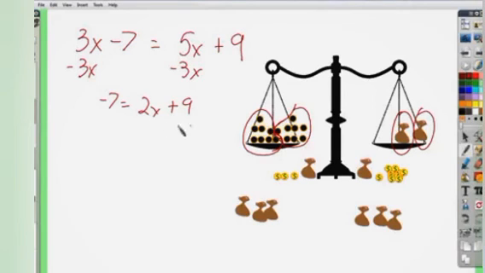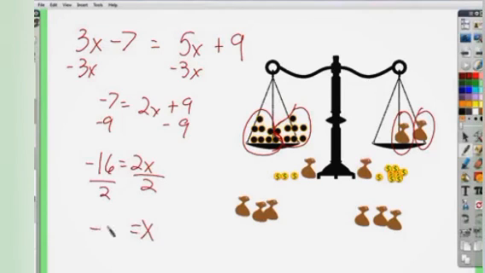Subtract 9 from each side. Yeah, we subtracted 9 from that side, and then we had to put more negatives on that side. So we're at negative 16. 2x equals negative 16. And then we divided this into 2 groups, divide this into 2 groups. So one of these groups is equal to negative 8.